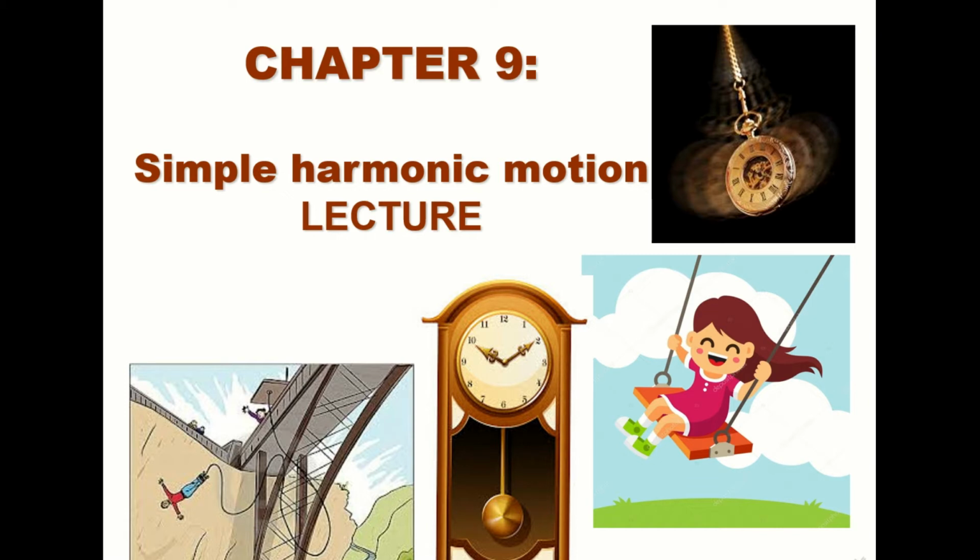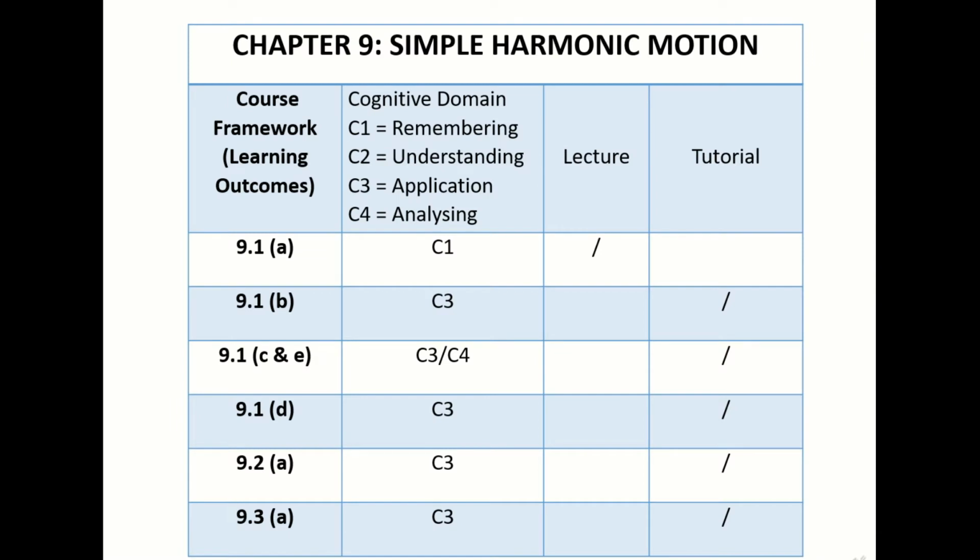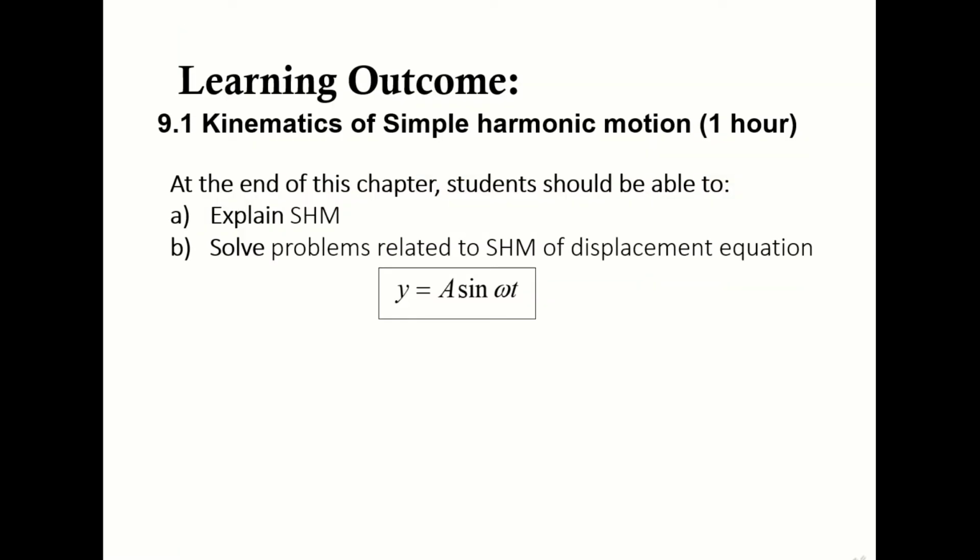So in this chapter, we are going to have 3 subtopics, 9.1, 9.2 and 9.3. And we'll go to the first learning outcome, the learning outcome for the first subtopic. It's kinematics of linear motion, simple harmonic motion. The first objective is to explain the meaning of simple harmonic motion, and the second one is to look at the problems that relate to displacement in simple harmonic motion.